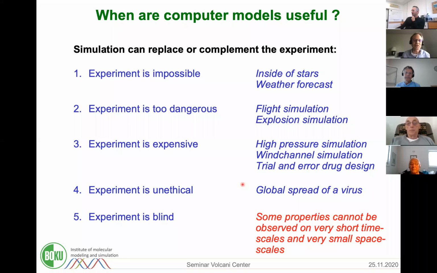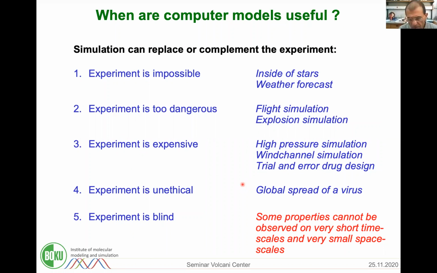Experiments might be expensive. This is usually the first thing that students bring up if I ask, well, why do we do modeling at all? Because it's cheaper. Well, that could be, but it's not necessarily the main reason. A currently important reason is also that experiments might be just unethical. If you're interested in the global spread of a virus, you can do experiments with that, but you rather model it than see what goes on.